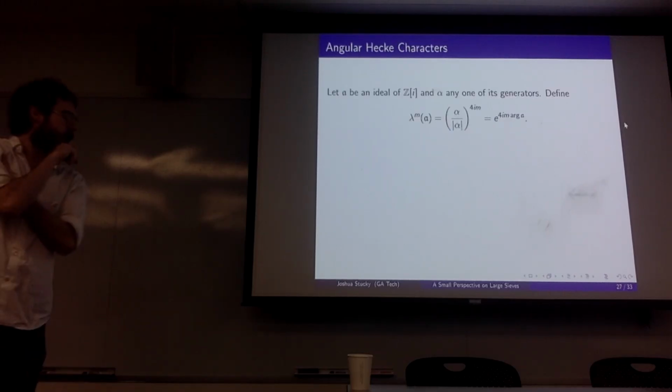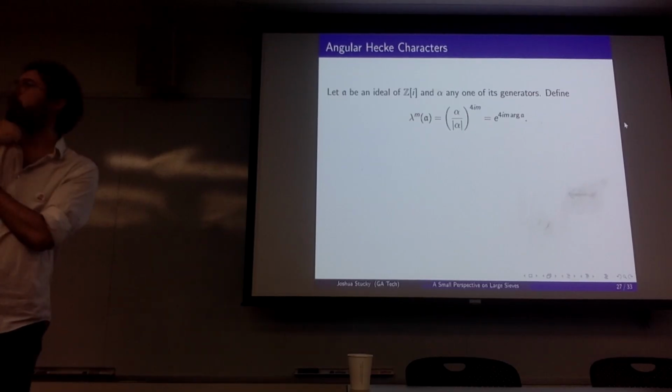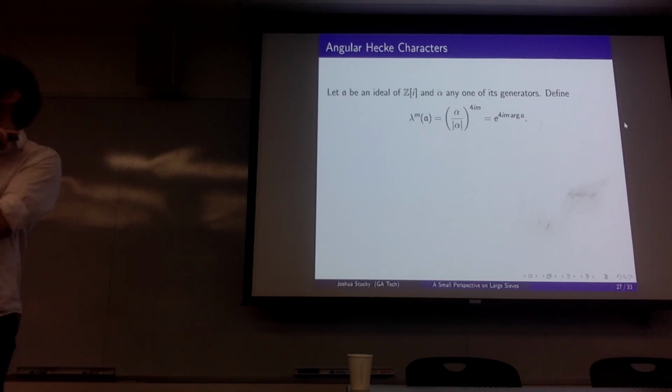One maybe final example, and I should have time to go back and show a couple of things. I want to show you a very curious example where I would conjecture that the large sieve is optimal, but I don't know how to prove it. This goes all the way back to my PhD dissertation, but let's think about the Gaussian integers. I'll pick out one of these angular Hecke characters.